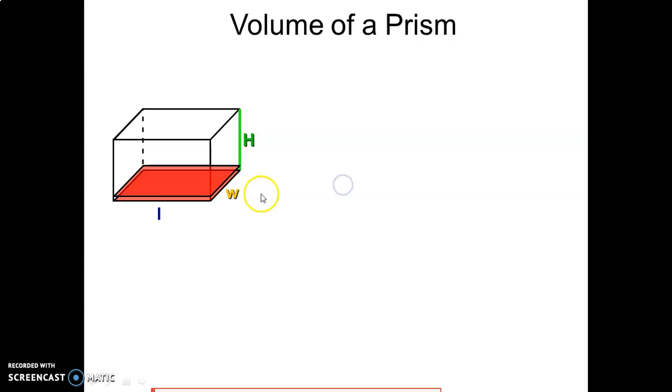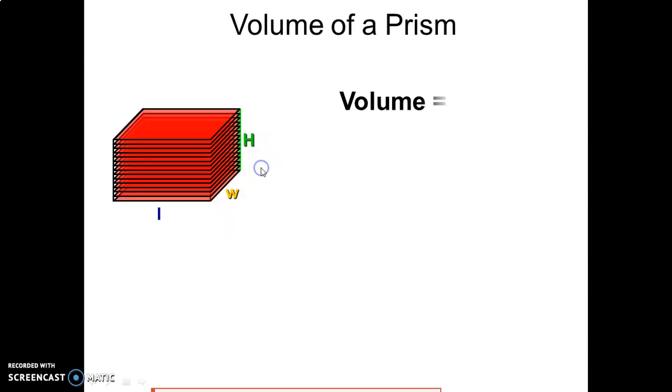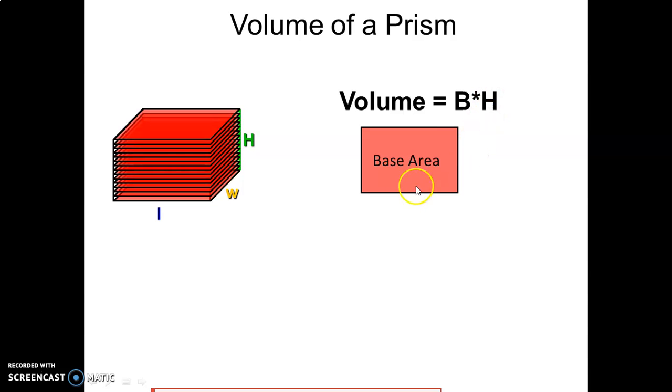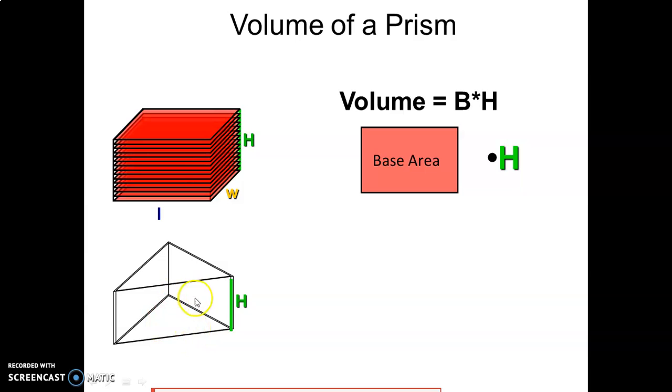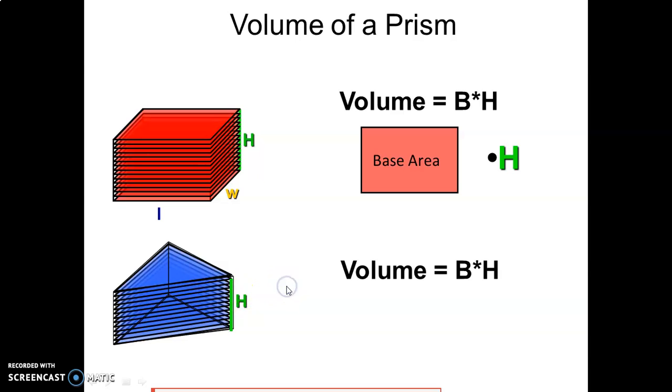So volume of a prism. We have a base area and we're stacking it up. And that stacking motion shows us the height. So volume is base area times height. Base area times height. Let's look at it over here. Here we have a triangular prism. Stacking bases again. There's the bases, stacking them up along the height line. The volume then is base area times height, or the area of that triangle on the bottom times the height.